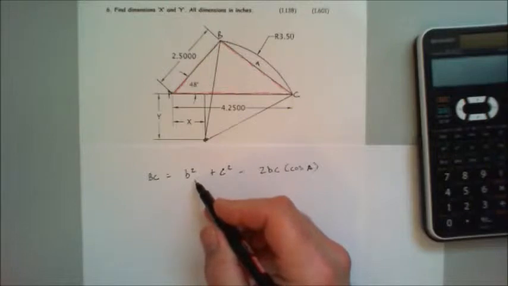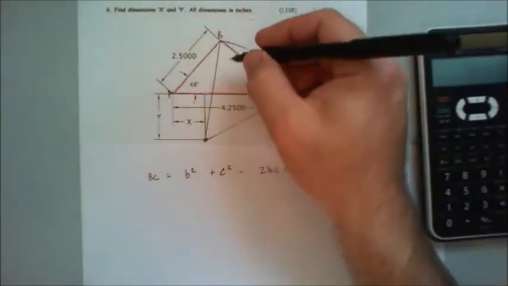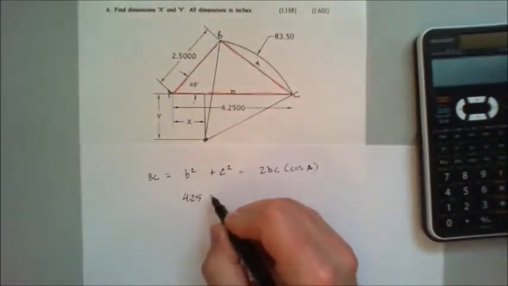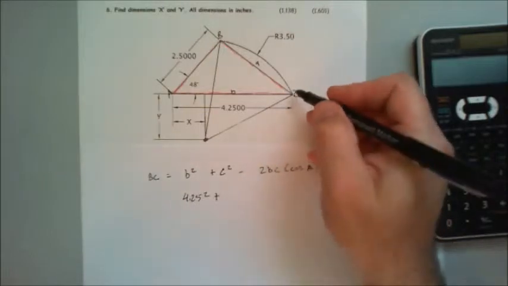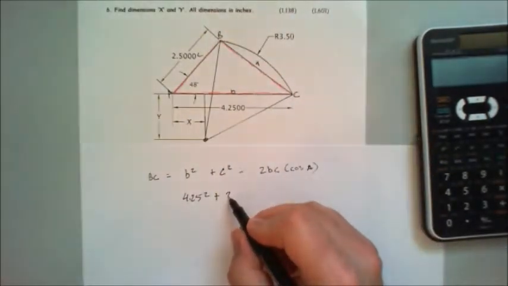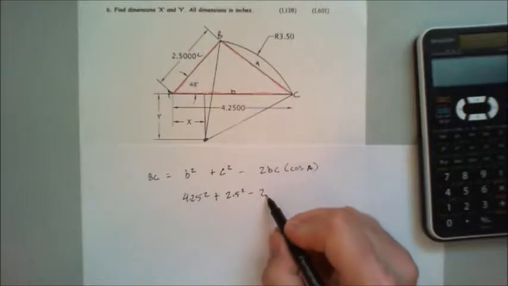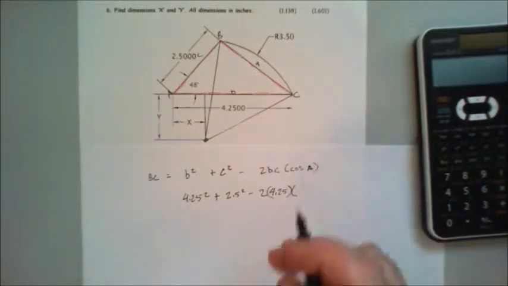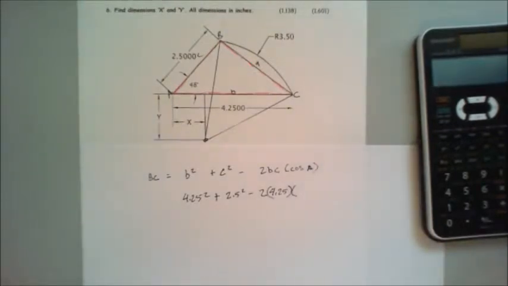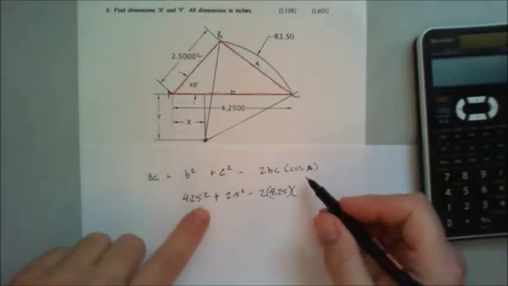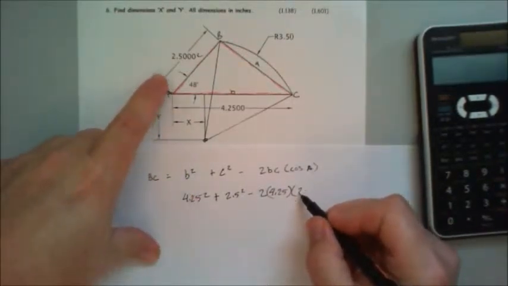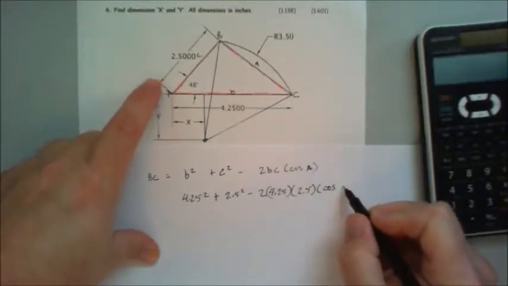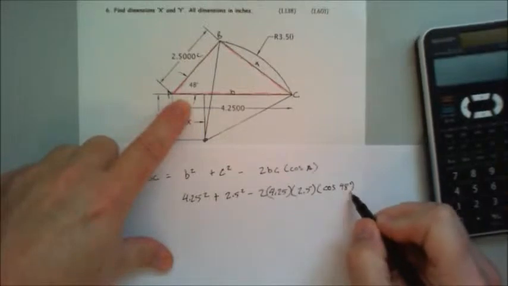Okay, B length, B here is 4.25 squared plus C, which is this guy here, which is going to be 2.5 squared minus 2, 4.25. Inconvenience, eh? And C, which is 2.5, and then cos 48 degrees.